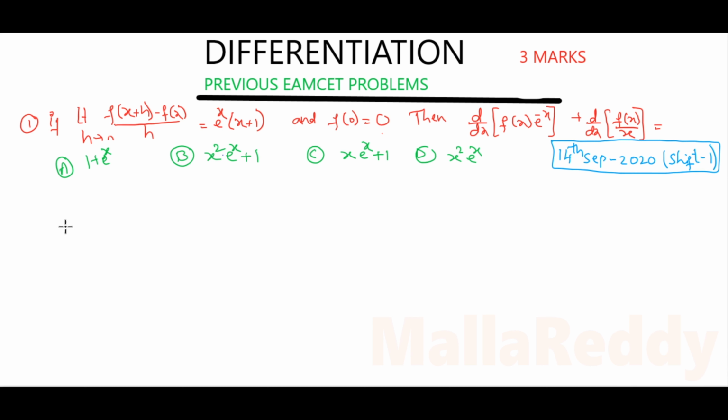Here it is given limit h tends to 0, f of x plus h minus f of x by h, that is equal to e power x into x plus 1. This is the first principle formula. Value of this is f dash x. F dash x is equal to e power x into x plus 1.